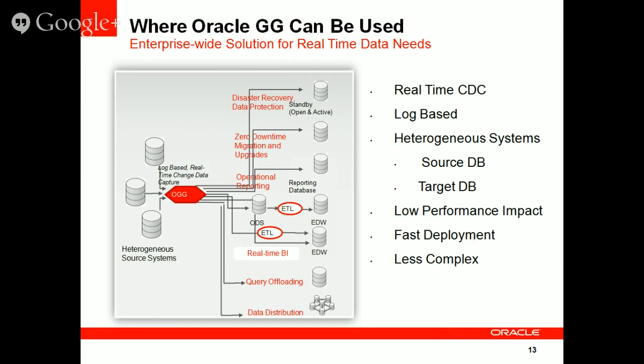So Oracle GoldenGate can be used from the disaster recovery and data protection point of view. It can be implemented there with the help of DataGuard, and zero downtime migration and upgrades are possible if you are using Oracle GoldenGate. Even if your database is configured for operational reporting, reports can be generated if you have Oracle GoldenGate implemented. So Oracle GoldenGate is a best tool.